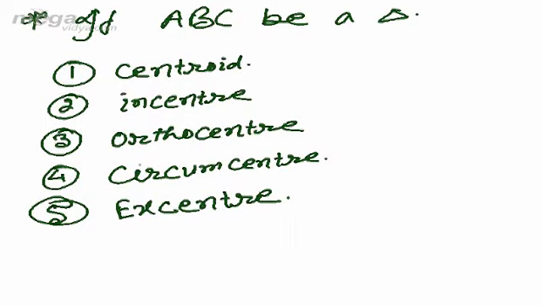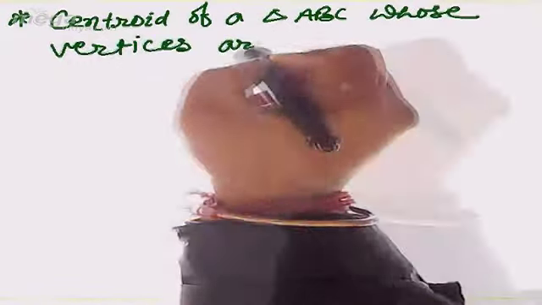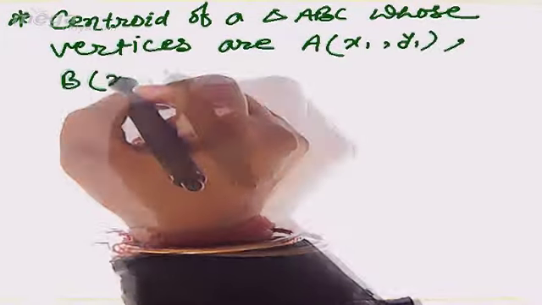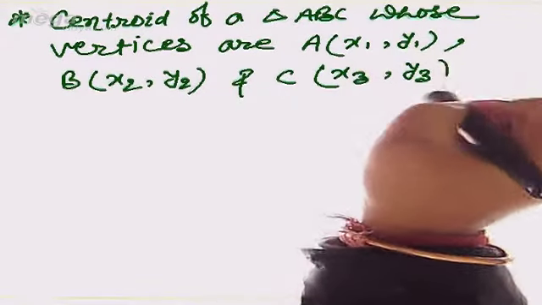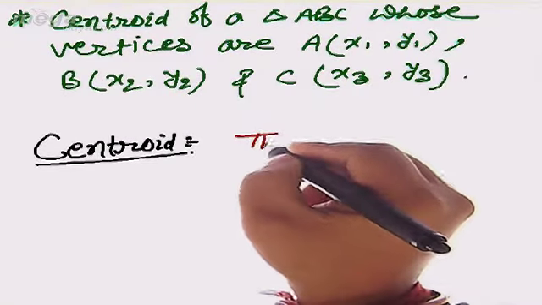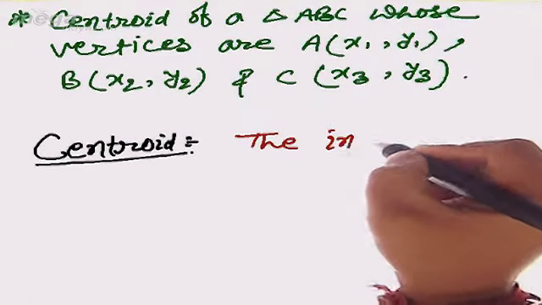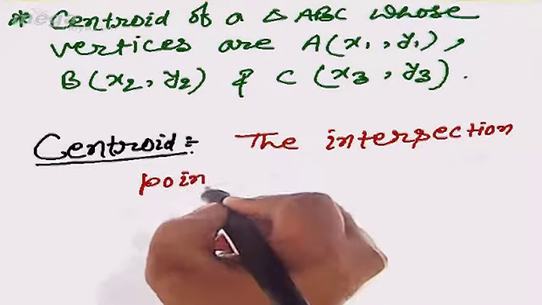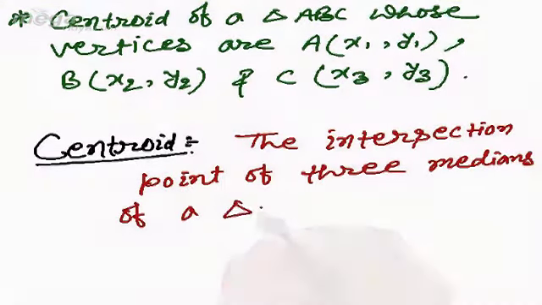I am taking the first as a centroid. Centroid of a triangle ABC whose vertices are A (x1, y1), B (x2, y2) and C (x3, y3). Now student, the first question is, what is the centroid? The definition of the centroid is the intersection point of three medians of the triangle. Intersection point, or you can say common point, means the three medians of the triangle are always concurrent, and those three medians will meet at centroid.